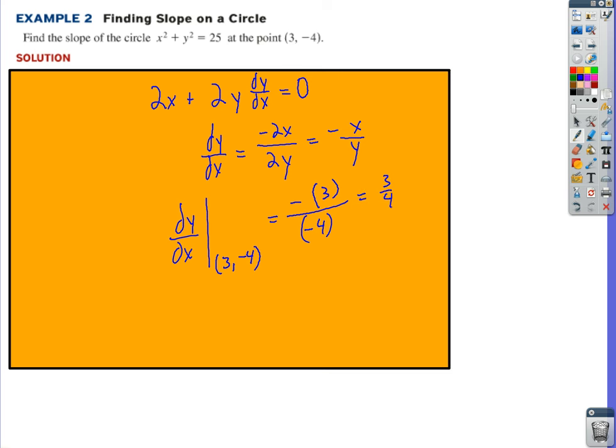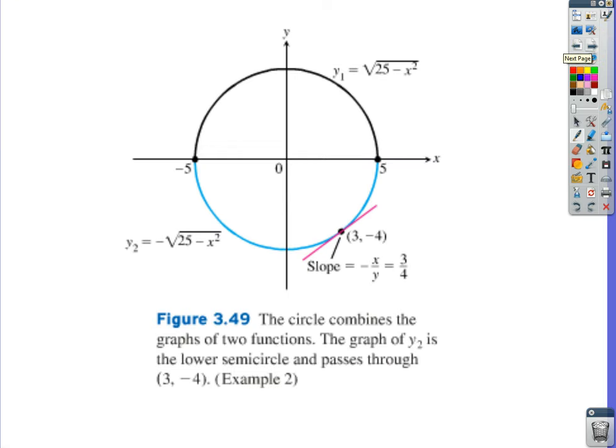Now I want to ask myself, hey, does this make sense? Well, let's go find out and take a look at the graph. Okay, well, here comes the graph. Bing. Oh, look, here's the point 3 comma negative 4. Here's my tangent line. Does that look like a positive slope? Yeah, it's a positive slope and a positive 3/4 at that. Kind of cool, right?